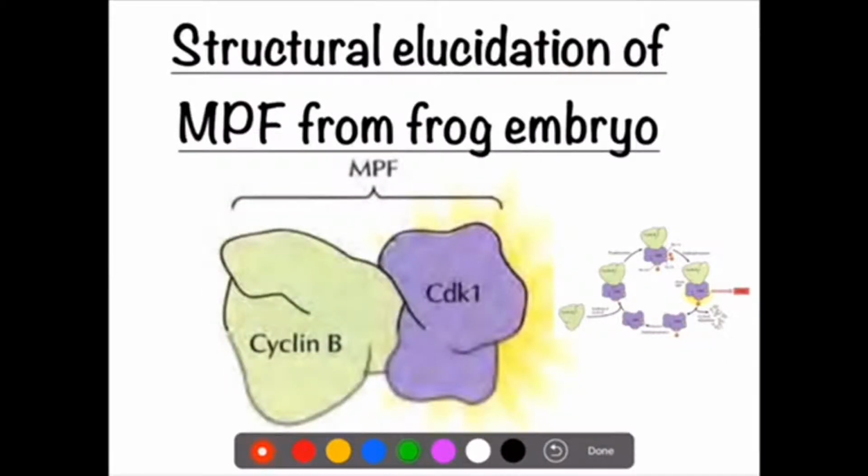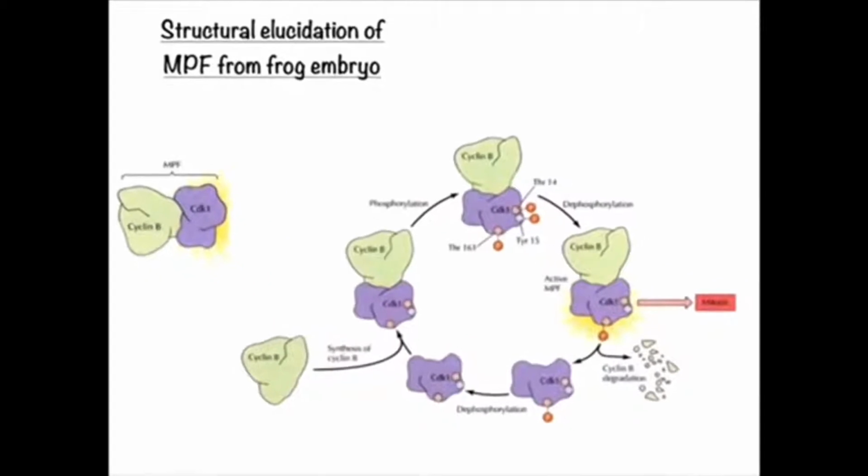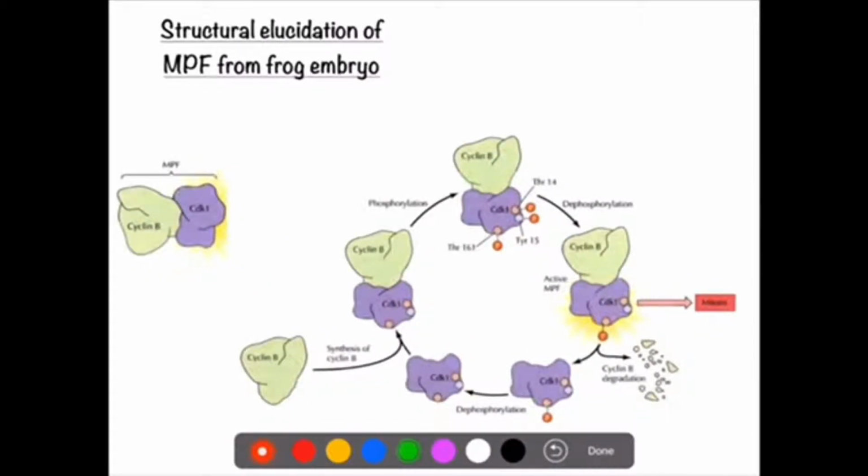Structural elucidation of MPF from frog embryo. Then researchers purified this maturation promoting factor and they found that this MPF comprises of two proteins, cyclins and CDKs. Later it is identified that these cyclin proteins are very important for the CDK activity, and this CDK has kinase activity. Cyclin proteins phosphorylate CDK protein and make CDK protein active.